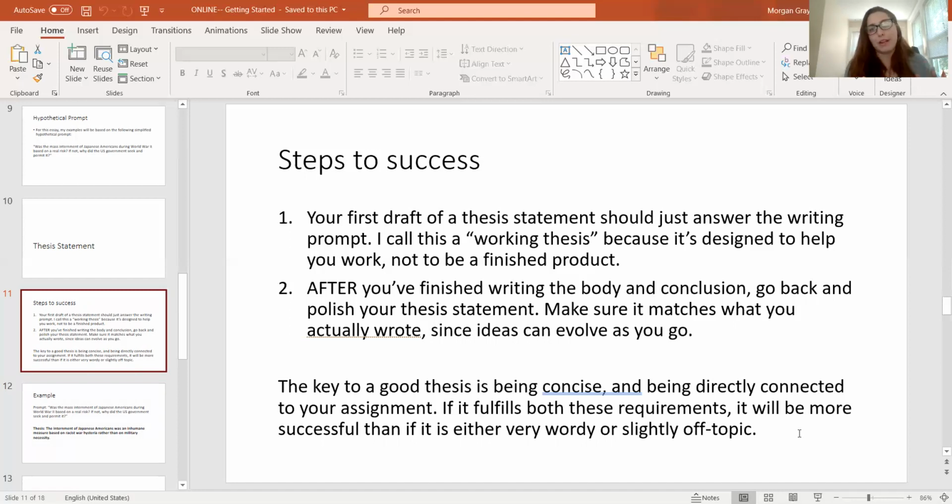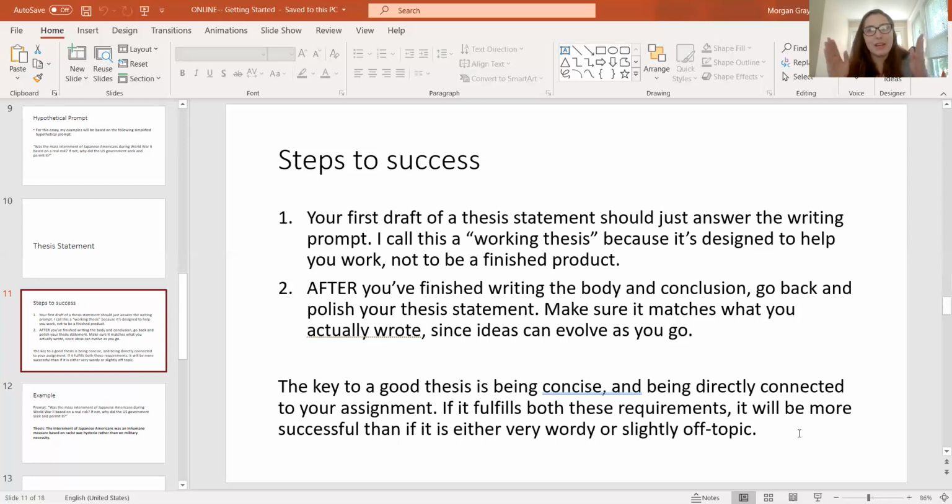After you finish the body and the conclusion, go back and polish it. Make sure it matches what you actually wrote. The key to a good thesis is that you have to be concise and you have to directly connect it to the question. If it fulfills both requirements, it will be more successful than a wordy thesis statement or an off-topic one, because both of those factors, wordiness and off-topic, impede your reader's ability to understand the rest of your paper.